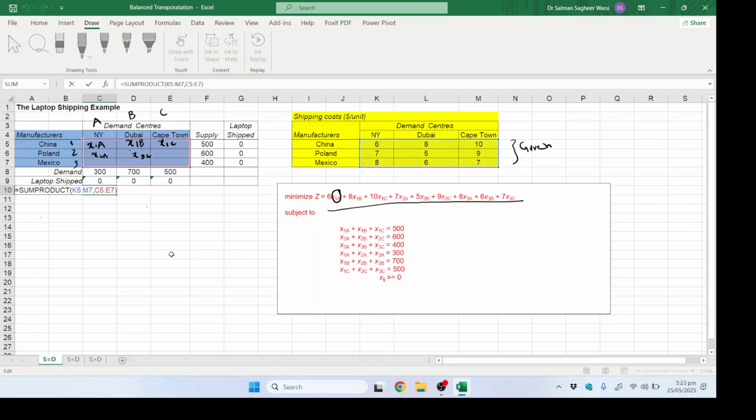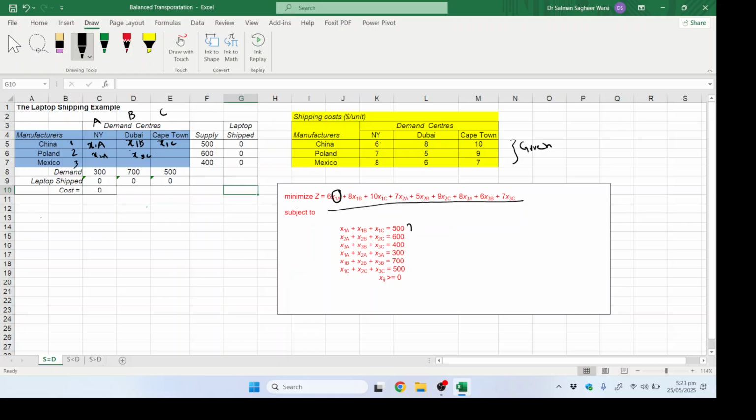So the whole objective function is now coded in this cell. If I double click it, you can see it is multiplying the two arrays, the data and the unknown quantities. It is multiplying the corresponding cells and then adding them. That is, it is multiplying 6 from the yellow table with the x1a cell, then plus the 8 in the yellow table with x1b, and so on. This is a very convenient and efficient way of writing the objective function.